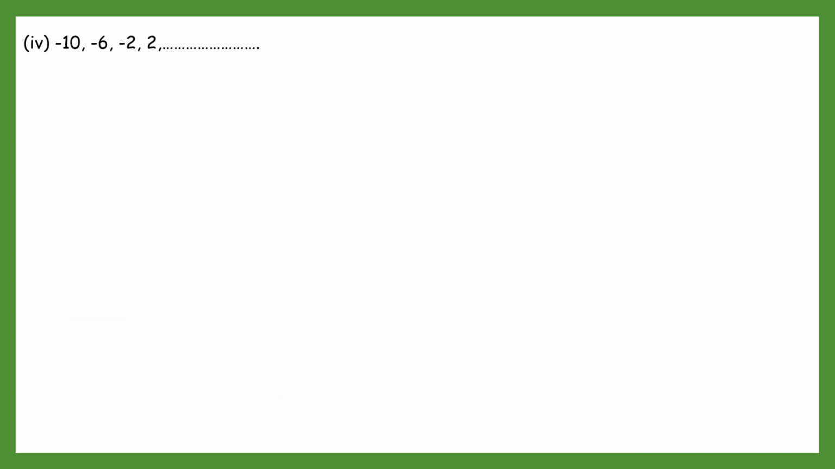Next question, they have given the list minus 10, minus 6, minus 2, 2. Let's write it again. First term A1 they have given is minus 10. Second term is minus 6. Third term is minus 2. And fourth term A4 is 2.